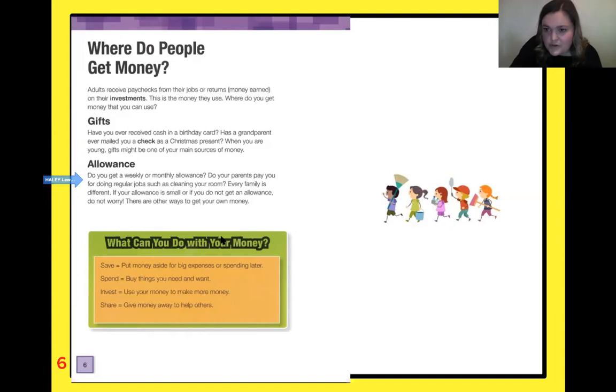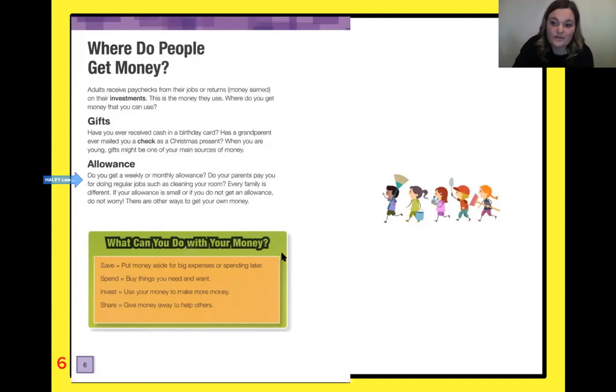What can you do with your money? So you can save it, put money aside for big expenses or spending later. You can spend it, buy things you need and want. You can invest it. You can use your money to make more money, or you can share it, give money away to help others.